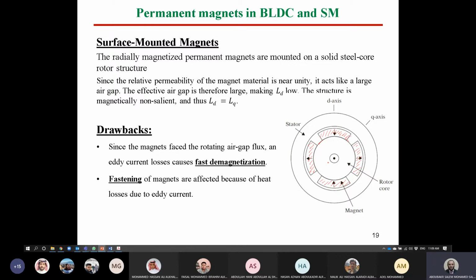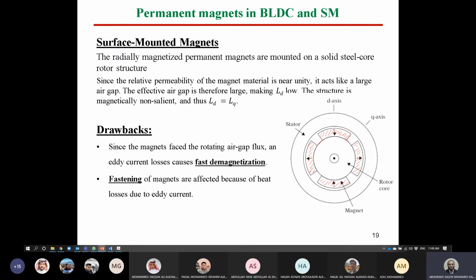However, we have some problems in this shape. First, Shabab, at high speeds, because there is nothing to support the magnets, only glue is used to fix or fasten the magnets to the shaft. We have many problems. First, since the magnets face the rotating air gap flux, eddy current losses cause fast demagnetization. So it will be demagnetized fast, Shabab.